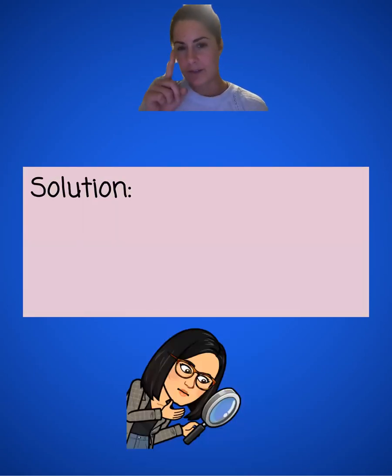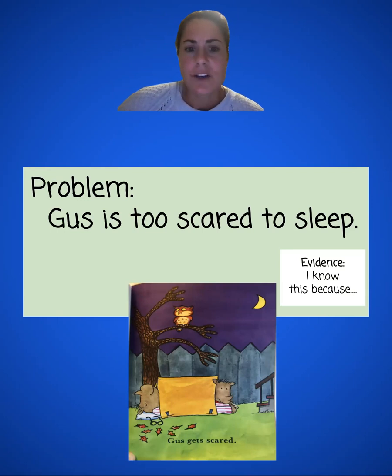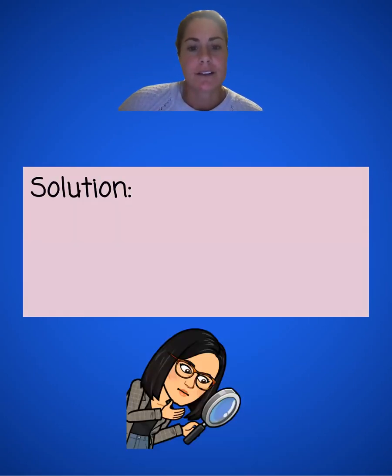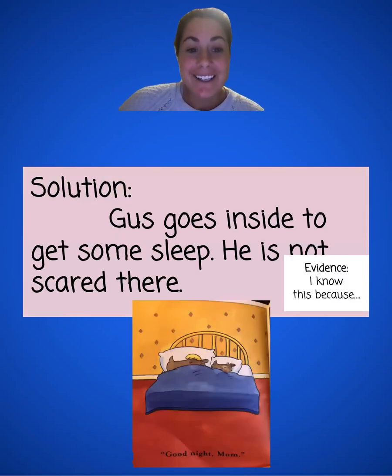Mrs. Heller's here to be a story detective with us. What was the solution? Remember what that word is? How was your problem fixed? How was the problem fixed that he could not sleep? He was too scared. Yeah, he went inside to get some sleep. He is not scared there next to Mom in bed, right? So Gus goes inside to get some sleep. How do you know he gets some sleep? Well, his eyes are closed in the picture right there, and he's sleeping, which solves the problem, right? He's inside. He's not afraid anymore next to Mom.